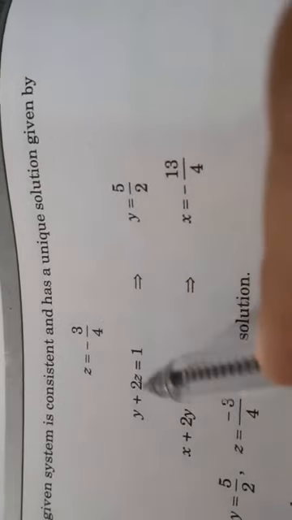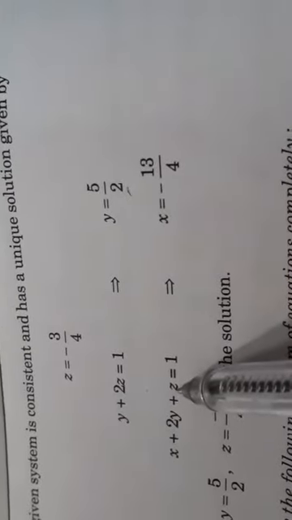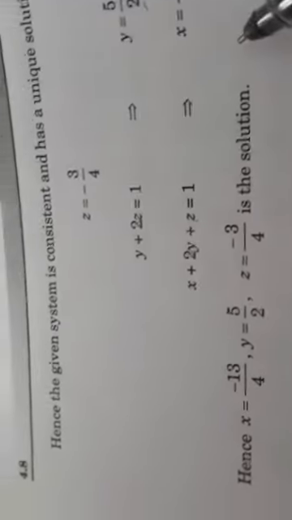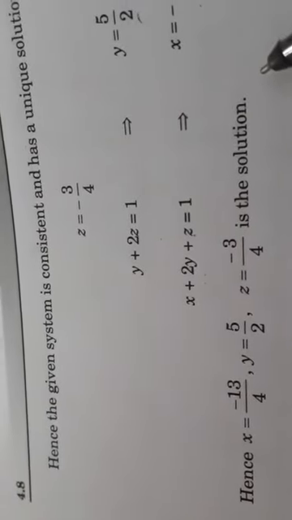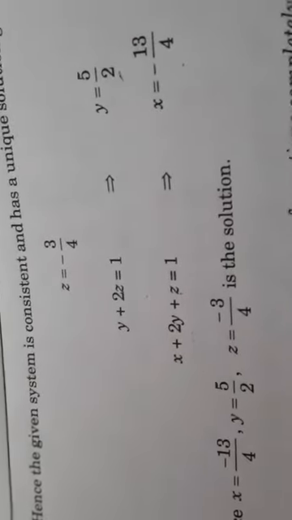So here z is equal to minus 3 by 4. In y plus 2z, put the value of z here to get the value of y, and in this equation put the value of z and y to get the value of x. So this is the required unique solution of the given system of equation. Let us do one more example.